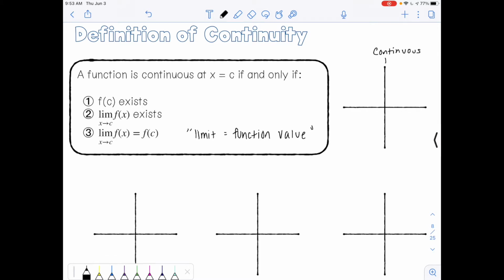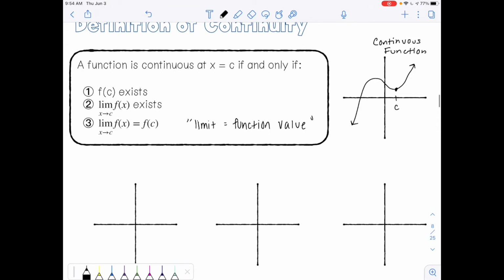So a continuous function, we know what continuous functions look like. Our basic definition is that if you can draw the function without having to pick up your pencil. A polynomial is a great example. Here the function is defined at c, f of c exists. The limit is approaching the point and the limit is equal to the point. Very straightforward, easy case. So what are some functions that are not continuous?